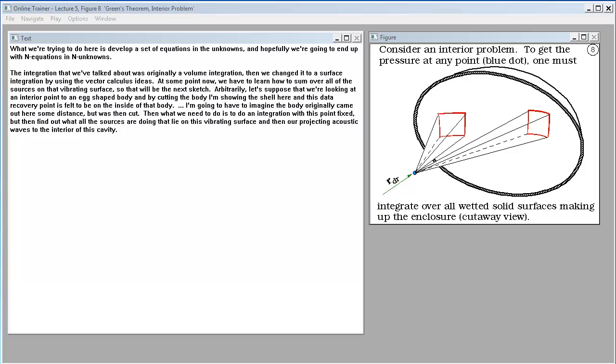Arbitrarily, let's suppose that we're looking at an interior point of an egg-shaped body. By cutting the body, I'm showing the shell here, and this data recovery point is on the inside of that body. I have to imagine the body originally came out here some distance, but was then cut. Then what we need to do is an integration with this point fixed, finding out what all the sources are doing that lie on this vibrating surface and are projecting acoustic waves to the interior of this cavity.